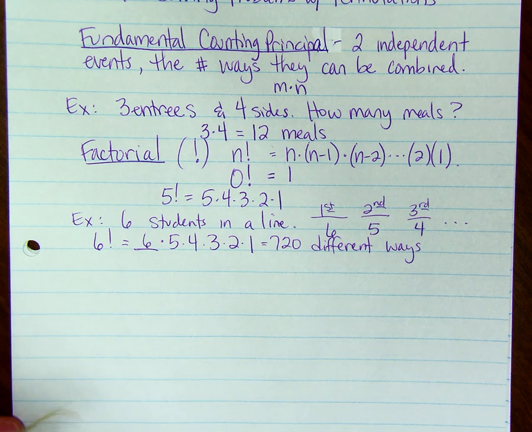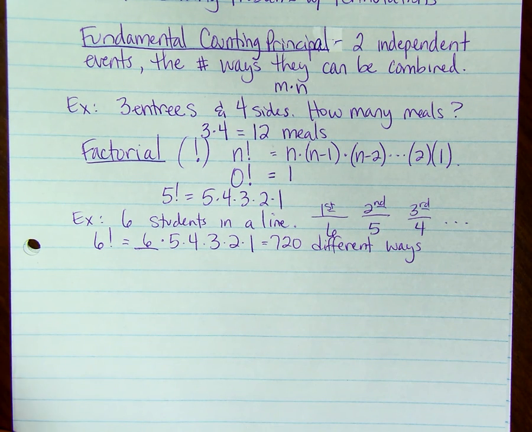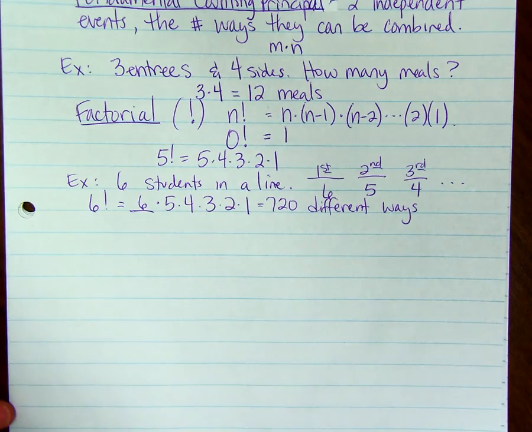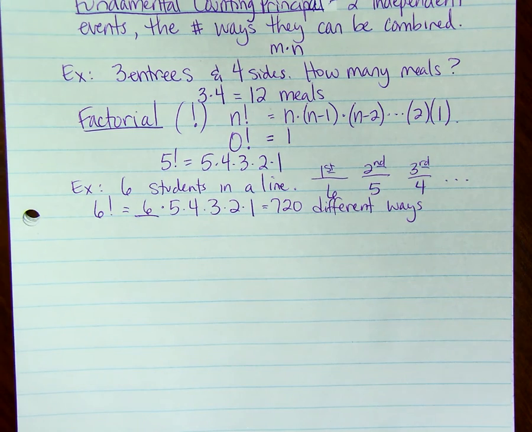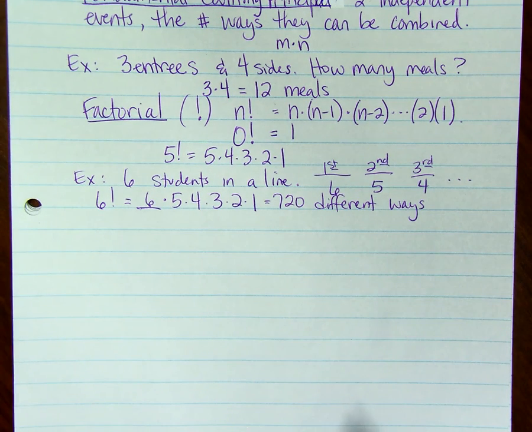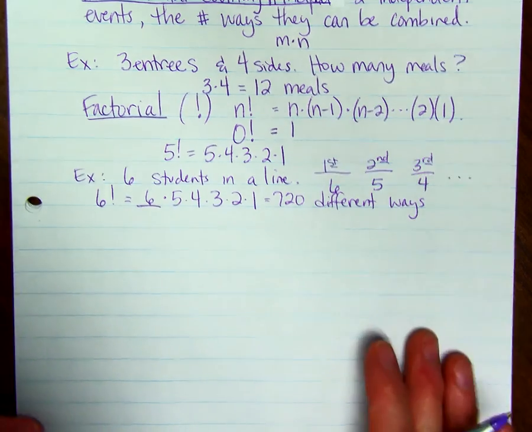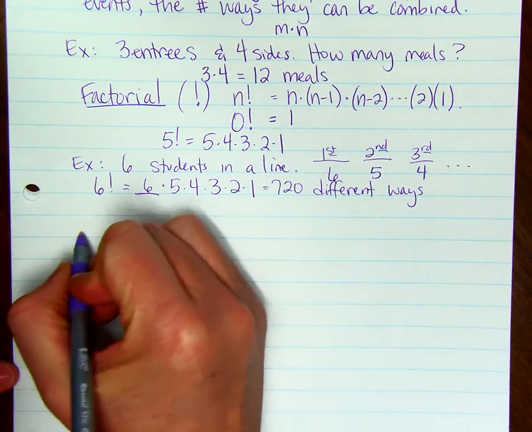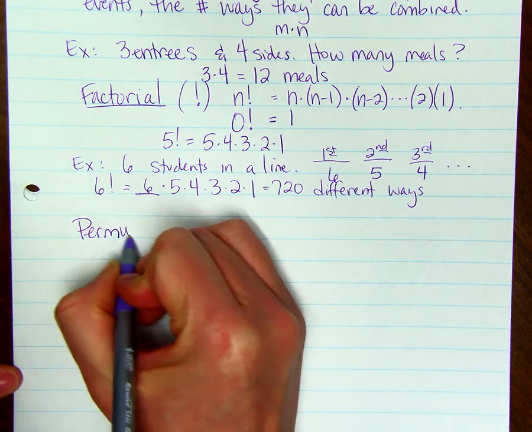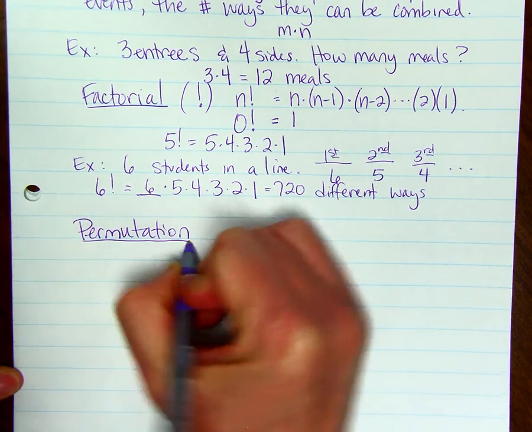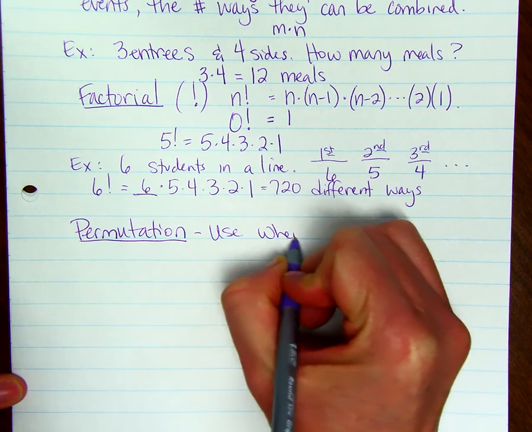Now, when order is important, so let's say that we have first, second, and third. So we're in the Olympics, and we have a first, second, and third place. And let's say there are 8 people competing. Order matters because the first place person gets first. If you choose 3 people, the order matters if they're going to be in first, second, or third. So we use permutations, and you use that when order matters.